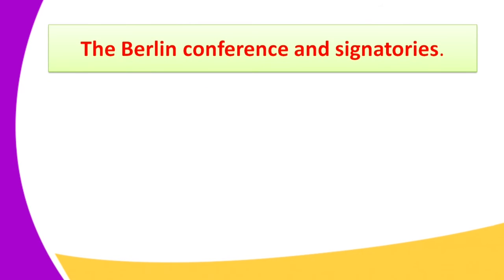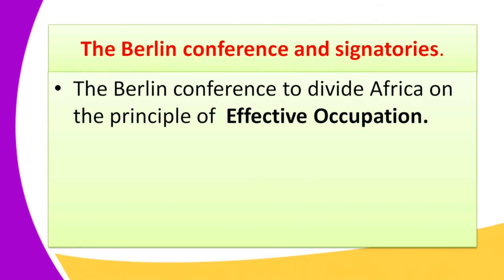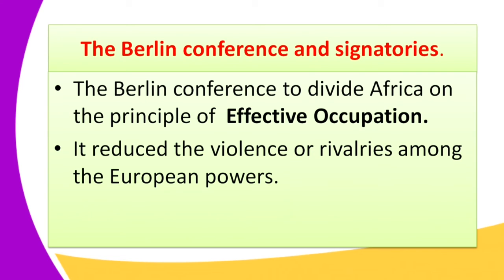On the Berlin Conference and some of the signatories, those who were there in the conference. The Berlin Conference was meant to divide Africa on the principle of effective occupation. Effective occupation stated that any power that laid claim to African territories was required to show proof of effective occupation. This reduced the violence and rivalries among the European powers.